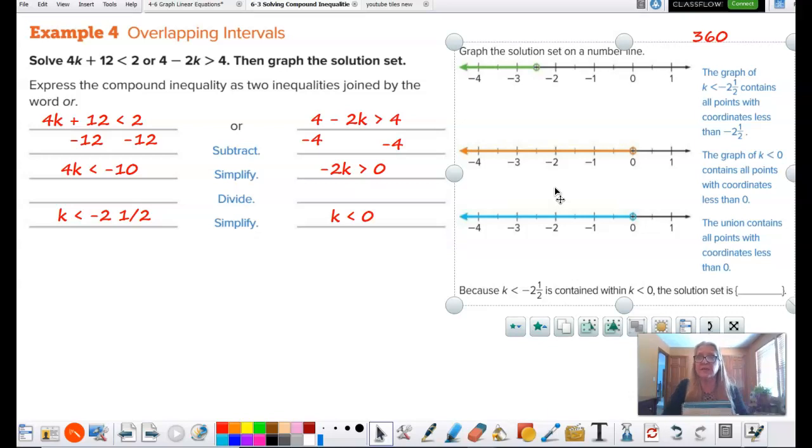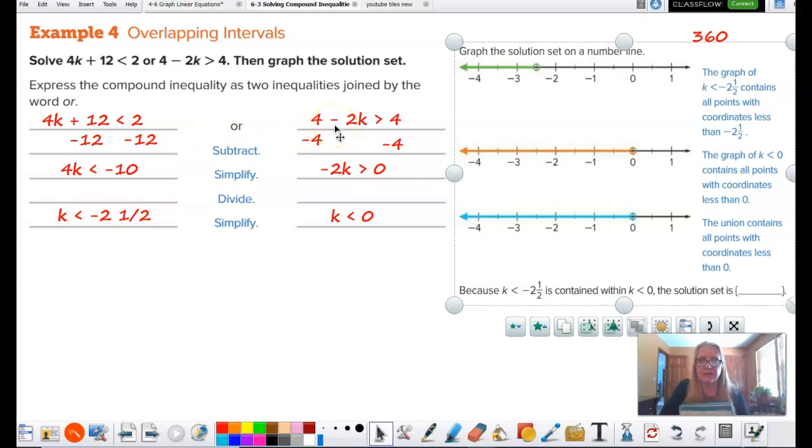Okay, so I went ahead and filled this out. On the left, we have 4k plus 12 is less than 2. Okay, that's this inequality. Over here, we have 4 minus 2k is greater than 4. That's this inequality. Here, our first step is to subtract 12 from both sides, leaving us 4k is less than negative 10. Then I divided both sides by 4, and I got k is less than negative 2.5. My keyboard doesn't do fractions either.